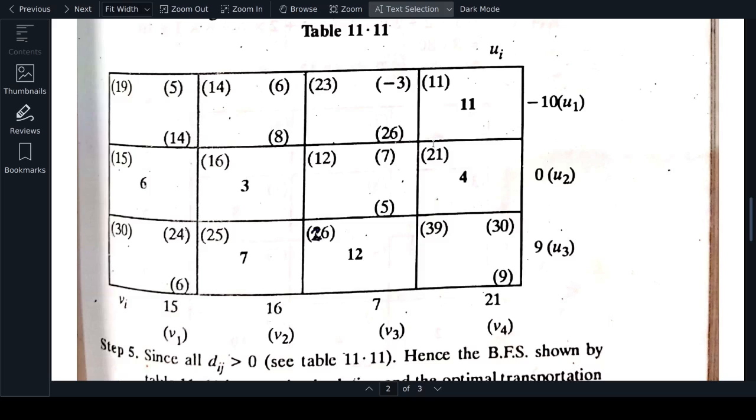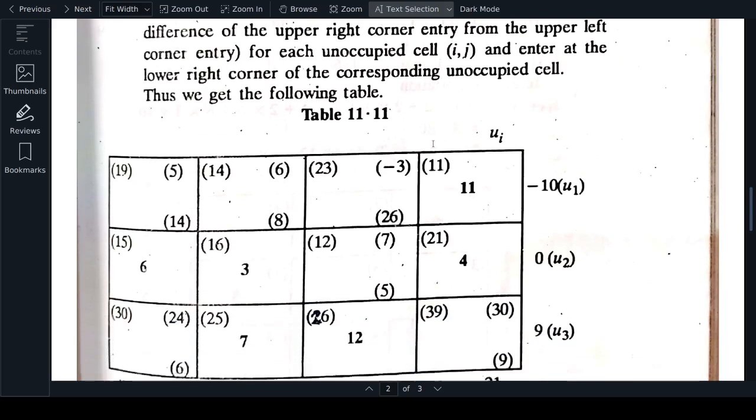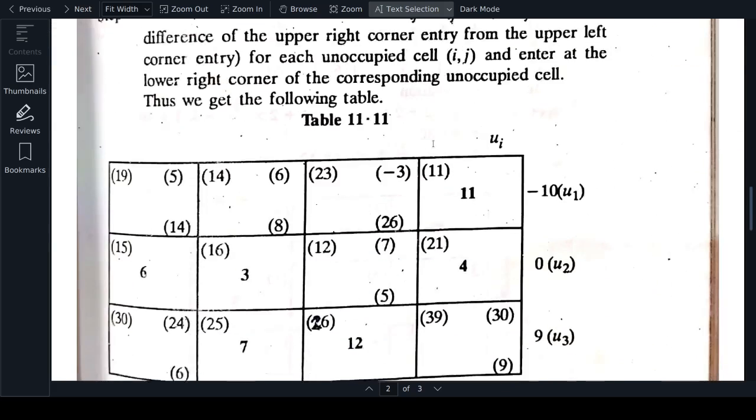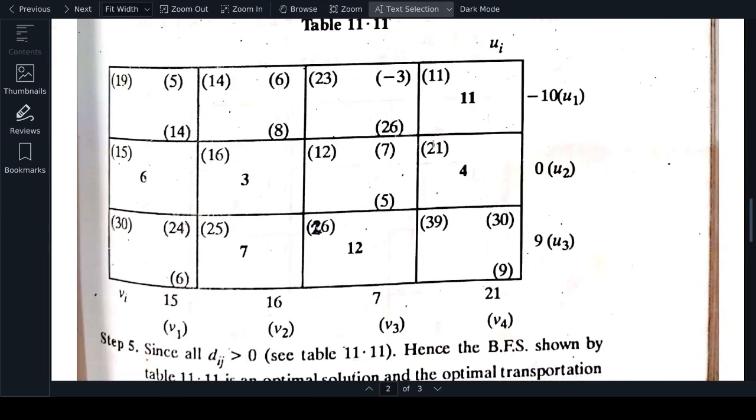So here you see 3 allocations are present in the second row, and the second row is denoted by U2, right? The notation is as you wish. The first row we denote by U1, the second row by U2, the third row by U3. Similarly V1, V2, V3, V4. So you consider U2 equal to 0. Next, when we get U2, with the help of this U2 we shall find all the values of U1, U3, and V1, V2, V3, V4.